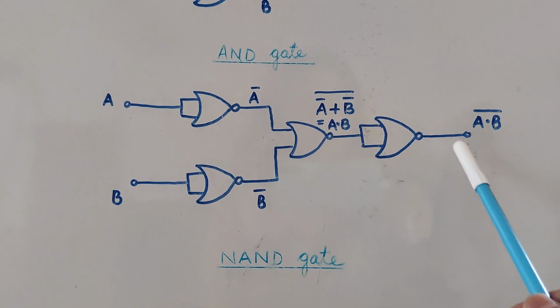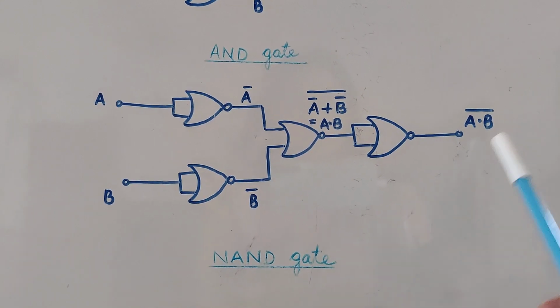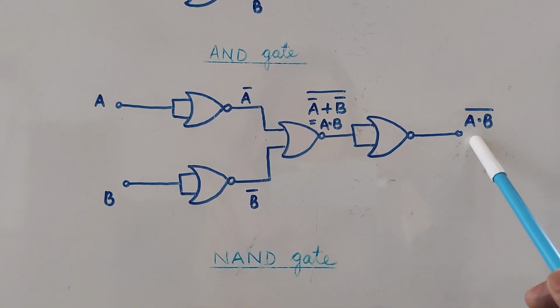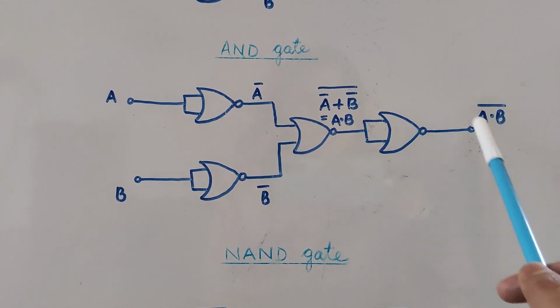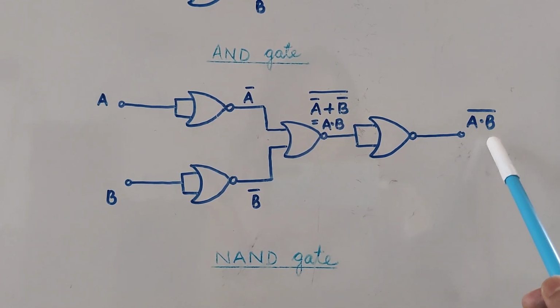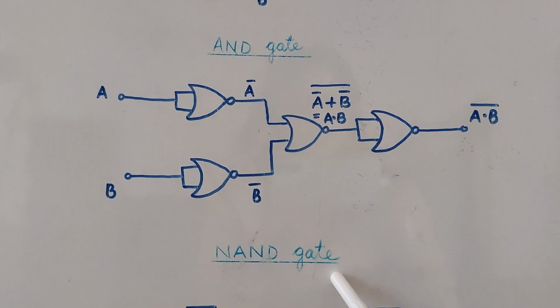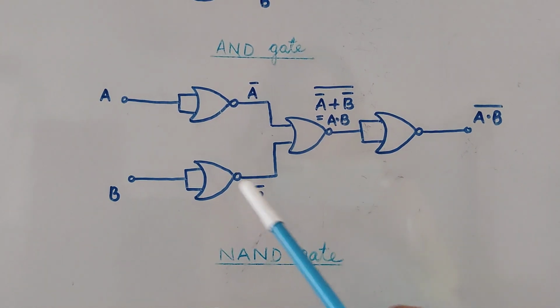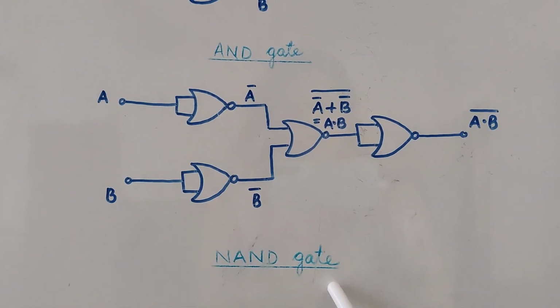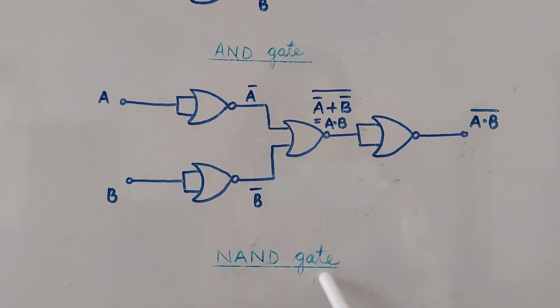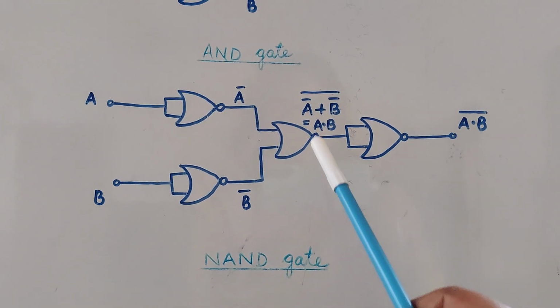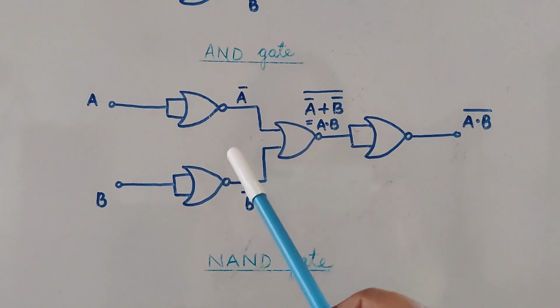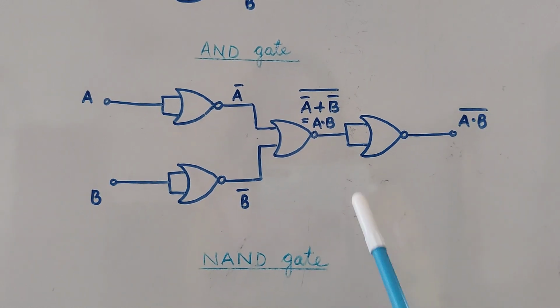And from the logic formula of NAND gate we find that this output is the logic formula of the NAND gate. So we need a minimum of 4 NOR gates to make one NAND gate. That is, a NAND gate can be constructed by using 4 NOR gates.